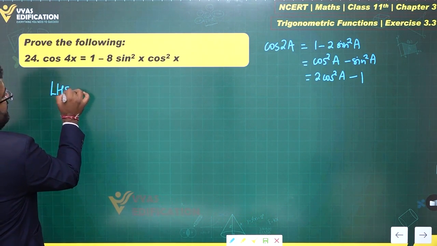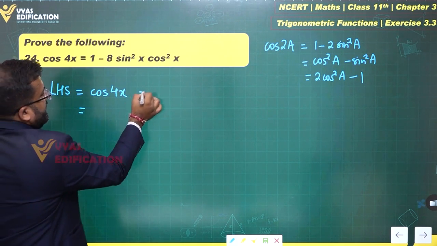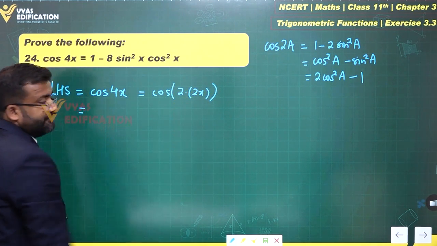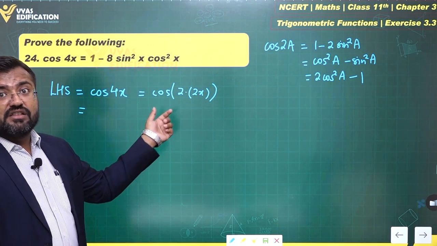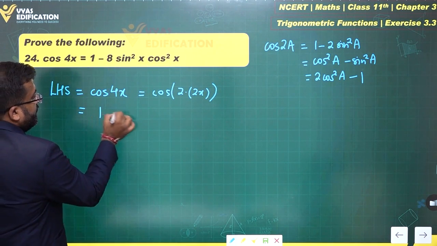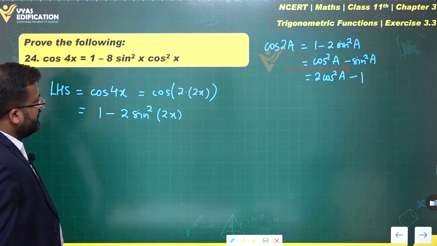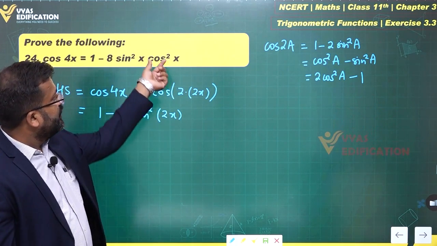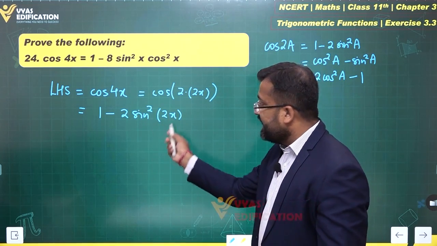Let's simplify cos 4x. In the LHS, you have cos 4x. Cos 4x can be done as cos of 2 times 2x. Yes, cos of 2a can be done as 1 minus 2 sine square a. But still, we have only reached the angle 2x. We want to reach the angle x. And for that, we'll have to think in terms of simplifying sine 2x.